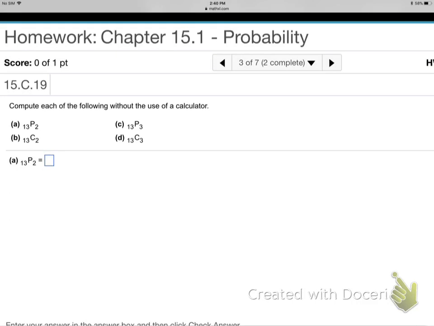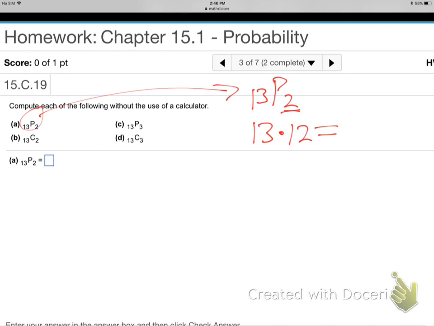So first off, this has no real life significance yet. It will on Thursday or next week or whatever. We'll talk about what in the real world this has to do with. But for now, let's just learn how to crank out the formula. 13P2 stands for permute. Here's how you crank it out. You take the first number and you multiply two numbers going down. So 13 times 12. And that's it, whatever that equals.